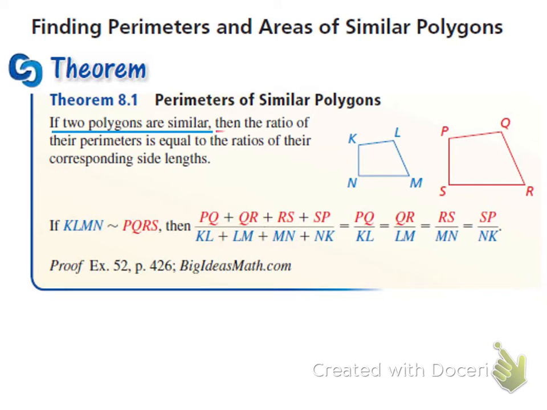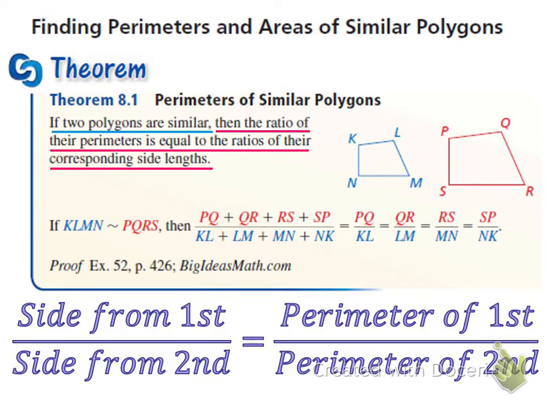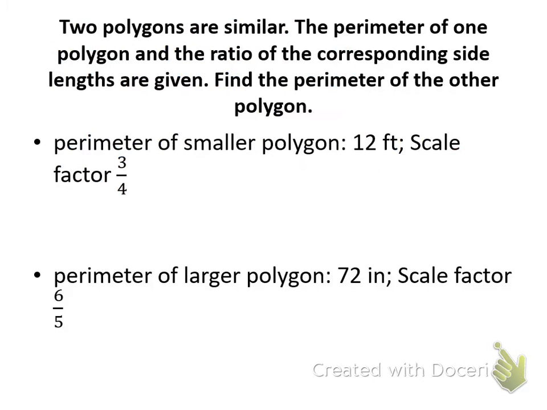So just to remind you, perimeters are proportional to the sides. So we did this question. That left us here. All right, so what you need to remember in similar perimeters is that side 1 over side 2 is proportional to the perimeter of the first over the perimeter of the second. So let's look at what we were given. The perimeter of one polygon and the ratio of the corresponding side lengths is given. What does that ratio look like?